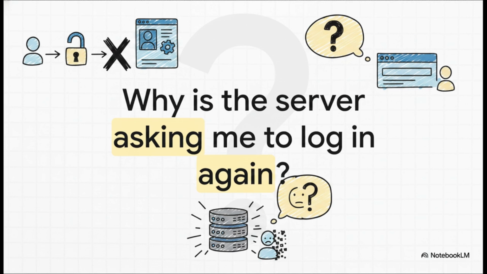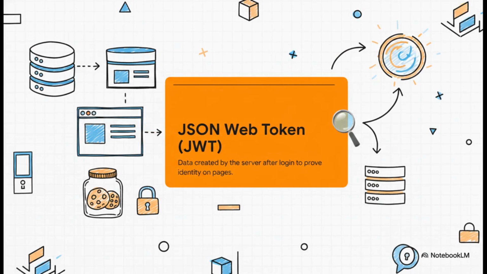The internet operates statelessly. Every single time you move to a new page, the server forgets who you are. It basically looks at you and says, who are you? The ultimate solution to this server amnesia is found in cookies and JWTs, which stands for JSON Web Tokens. This is data created by the server right after a successful login. The server creates this token based on your password and a random string and hands it back to your browser. Your browser then stores it.